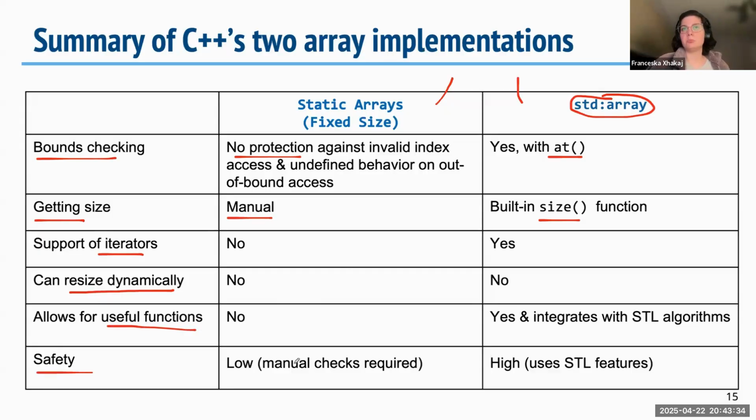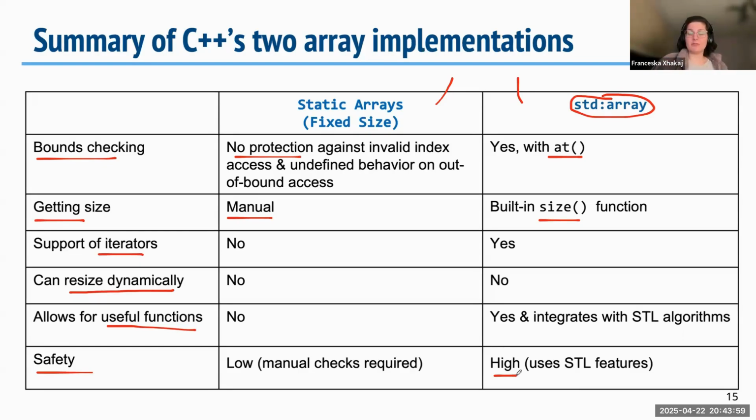Safety is extremely low. You have to have manual checks to make sure that things aren't going out of bounds, to make sure you're not accessing locations in memory that don't belong to the array, to make sure that you're not running out of elements in the array. But with a standard array, the feature safety is very high, right? So you have more flexibility there in terms of safety.